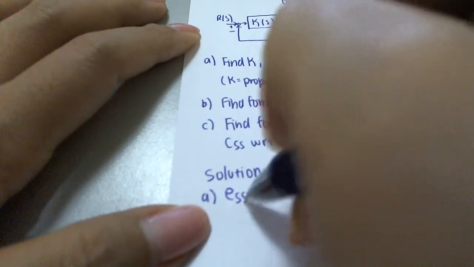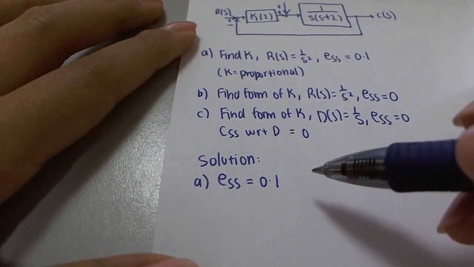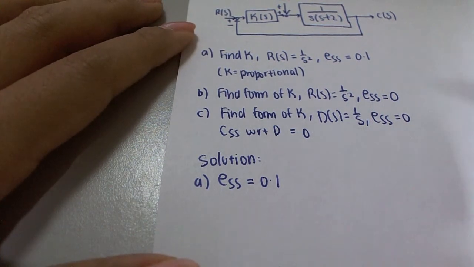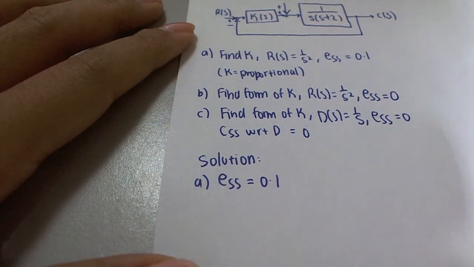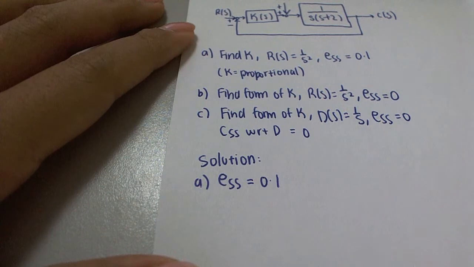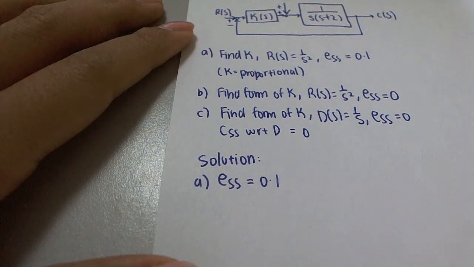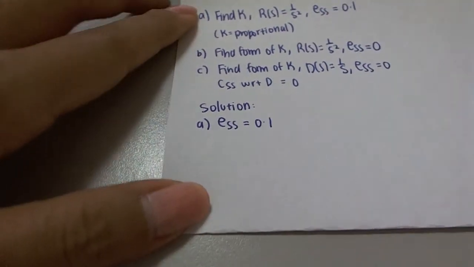In the first part, we know that the steady state error equals 0.1. And if we're faced with problems like this involving steady state error, we can solve this kind of problems with two methods. First of all is using the traditional method by the definition of error, which is the input minus output. And we can also solve for the steady state error using system type and static error gain table. And it really depends on your personal preferences.